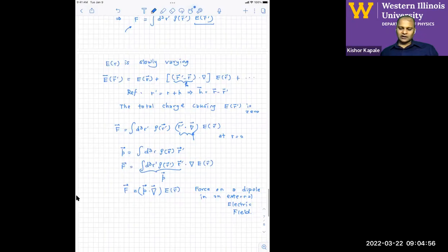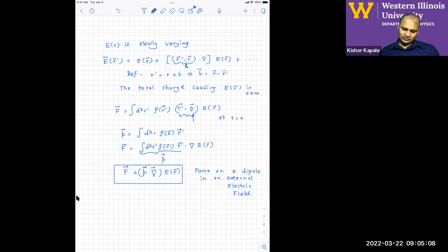And then the total volume charge is 0. So it's only the dipole that matters, the dipole moment. And so that's what allows us to calculate this. Okay, everybody with me so far? So that's the force on a dipole.